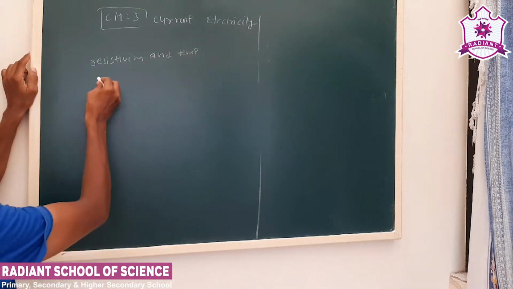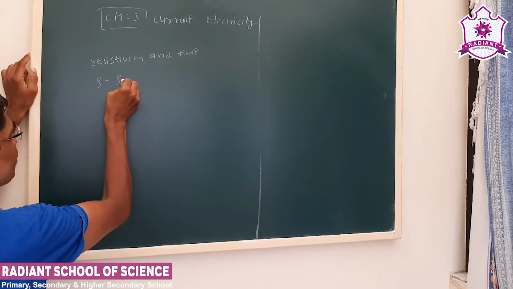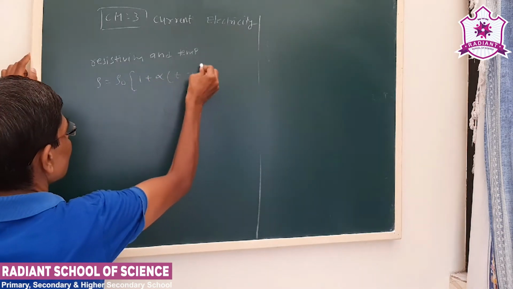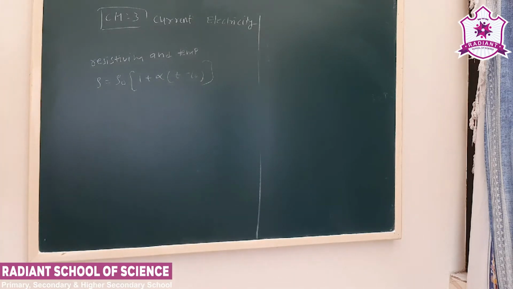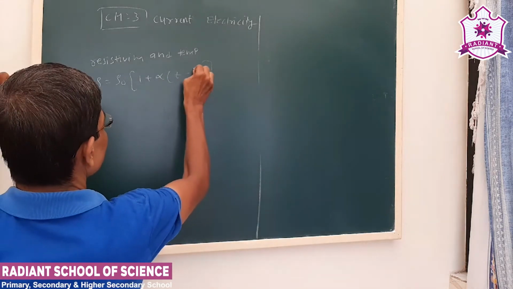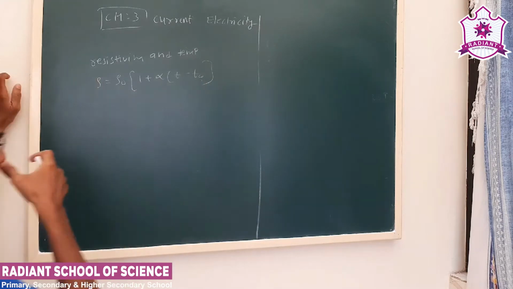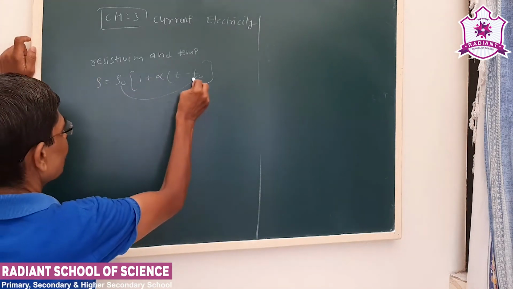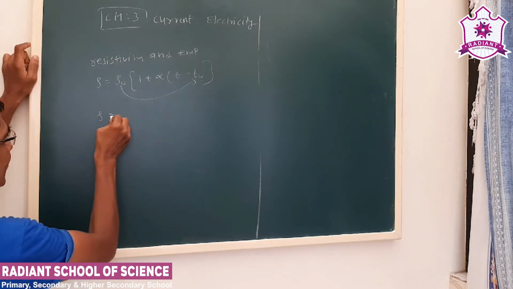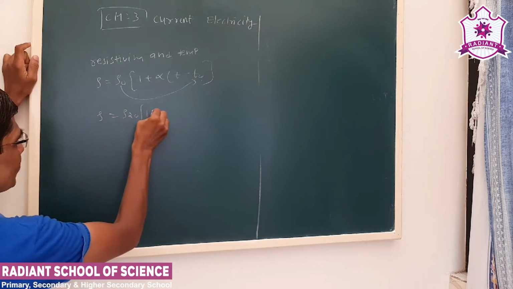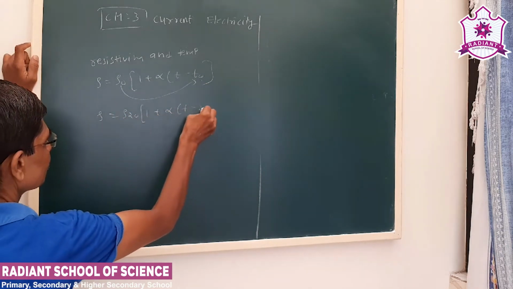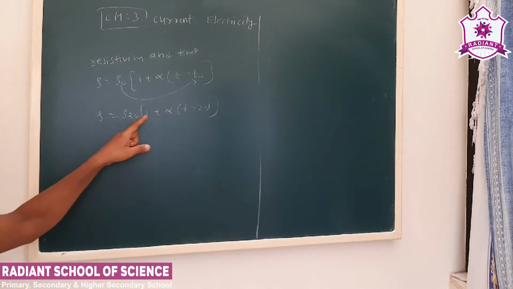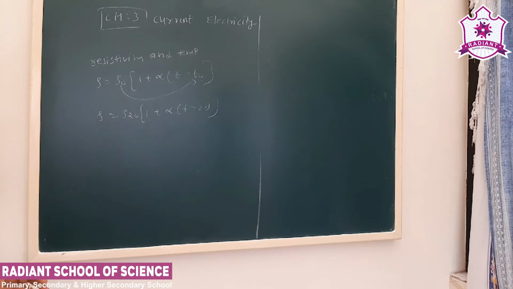Now the relation is rho is equal to rho 0 into (1 plus alpha times the change in temperature). This is the empirical relation. T0 is a reference temperature and rho 0 is the resistivity at a given temperature. Suppose the reference temperature here is 20 degrees, it will be rho 20 into (1 plus alpha...). Depending on our reference temperature, rho 0 and T0 will differ.